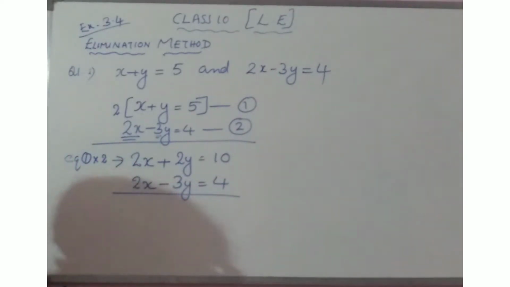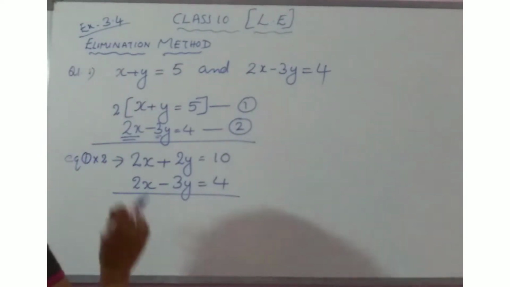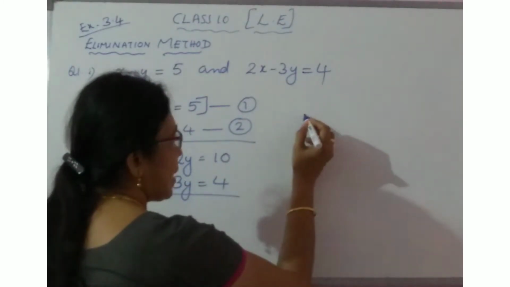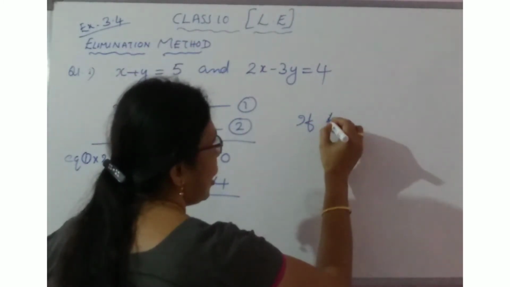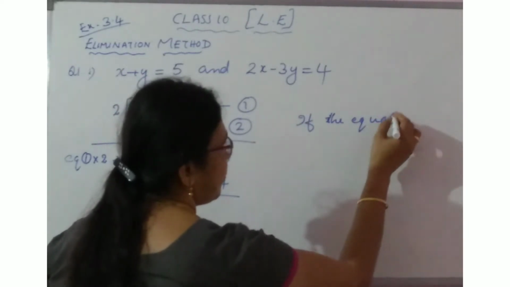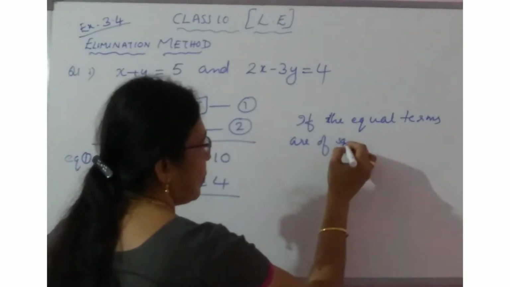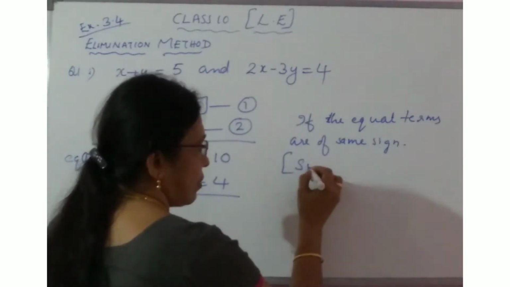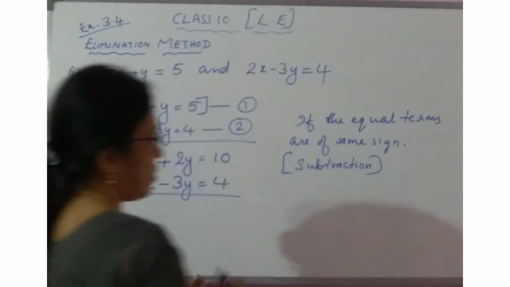Now the second step: identify the sign of the equal terms. Here the sign of 2x is plus in both equations, that means both terms are of the same sign. 2x and 2x are of the same sign. If the equal terms are of the same sign, then we should do subtraction. The operation you have to do is subtraction. You have to subtract the two equations.